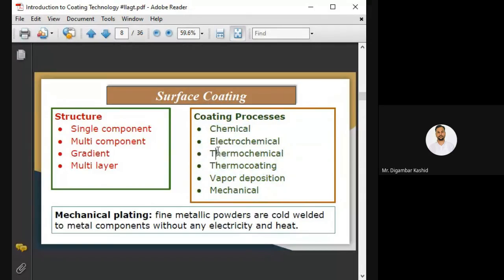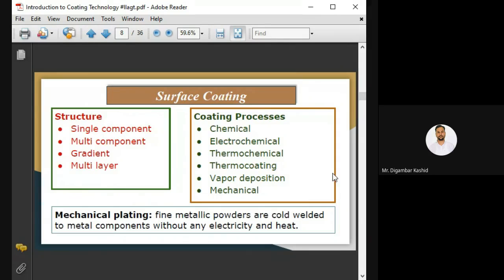Now out of that, I will talk about mechanical plating. Normally in mechanical plating, fine metallic powder is cold welded. This fine metallic powder is cold welded to a metal component without any elasticity and heat. So using that cold welding, we can do the coating of metal. While providing the coating, we have to use the fine metallic powder. So that is metallic coating.